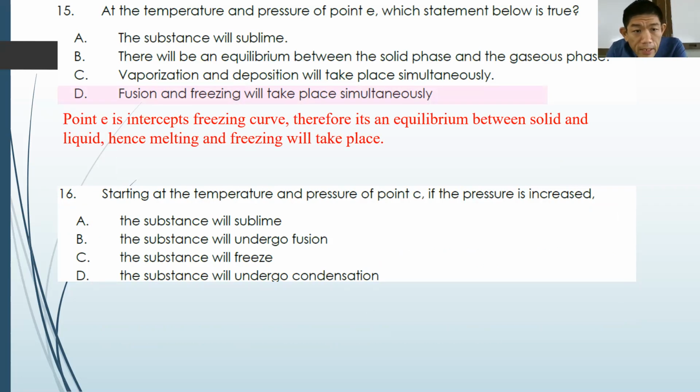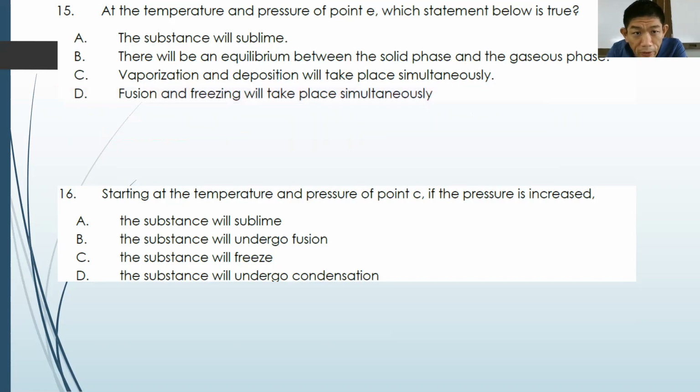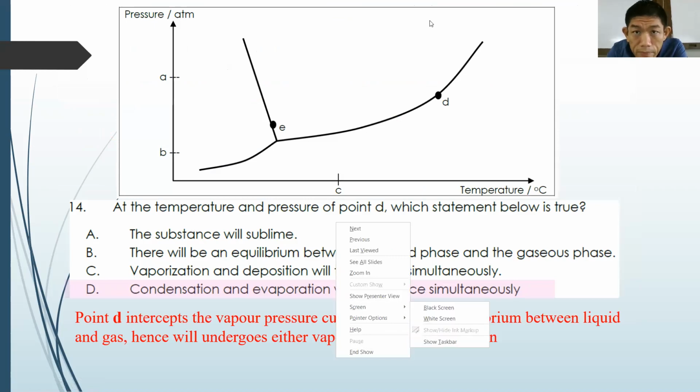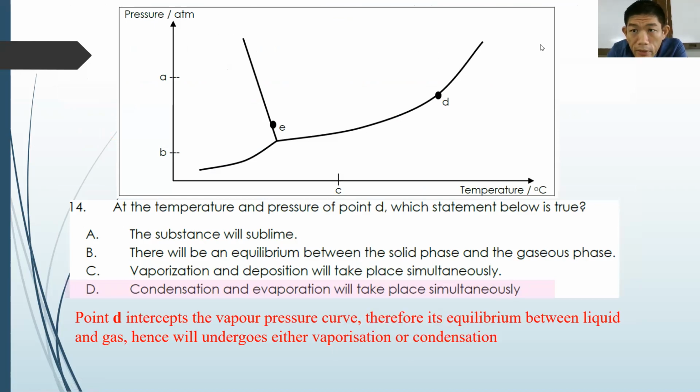Number 16, starting at the temperature and pressure of point C, if the pressure is increased. So what happens at point C? Let's have a look. This is the point C that they are trying to describe. Sorry, I drew the line a bit off. So what happens if you keep increasing the pressure from point C?